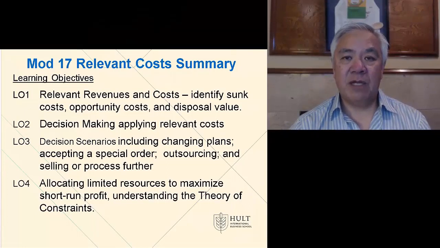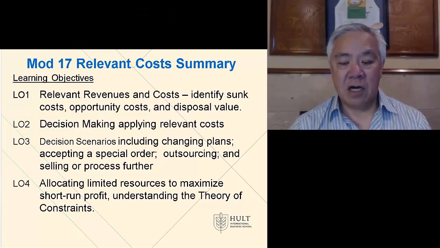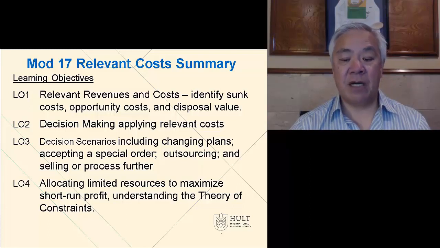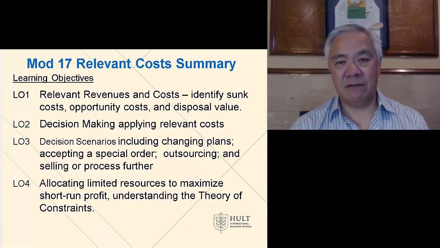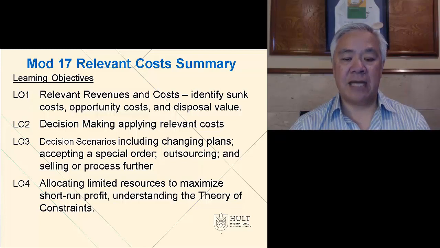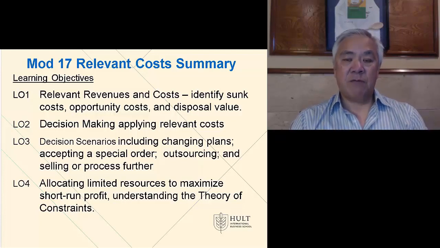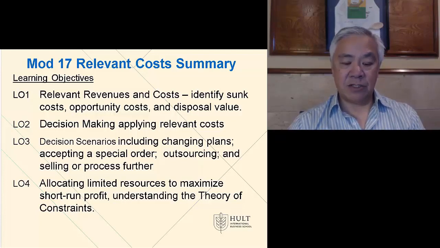Summarizing Module 17, relevant costs. Relevant costs are those that are in the future and that differ among alternatives. Some examples of things to watch out for are sunk costs. Do not count them. They're irrelevant. Opportunity costs, do count them. They are relevant. And the disposal value of a replaced asset is relevant. Number 2, we looked at decision making using relevant costs as a consideration.